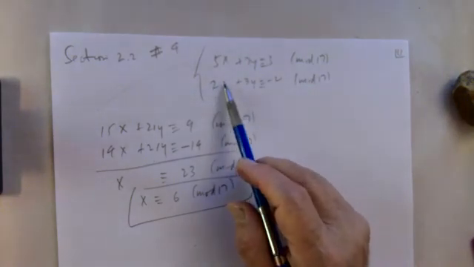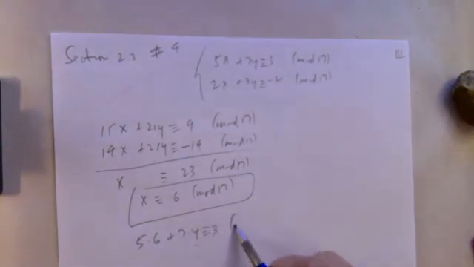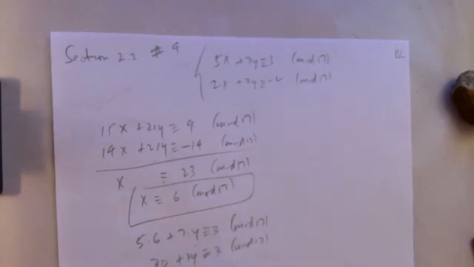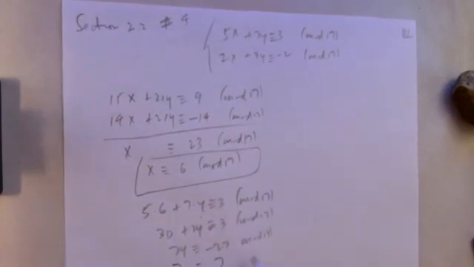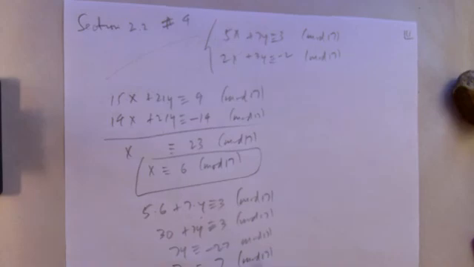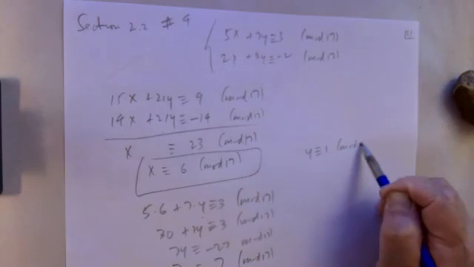Plug in x equals 6 into this first congruence. You get 5 times 6 plus 7 times y is congruent to 3 mod 17. 30 plus 7y is congruent to 3 mod 17. Subtract 30, 7y is congruent to minus 27 mod 17. Minus 27 is congruent to plus 7 mod 17. So y is congruent to 1 mod 17.